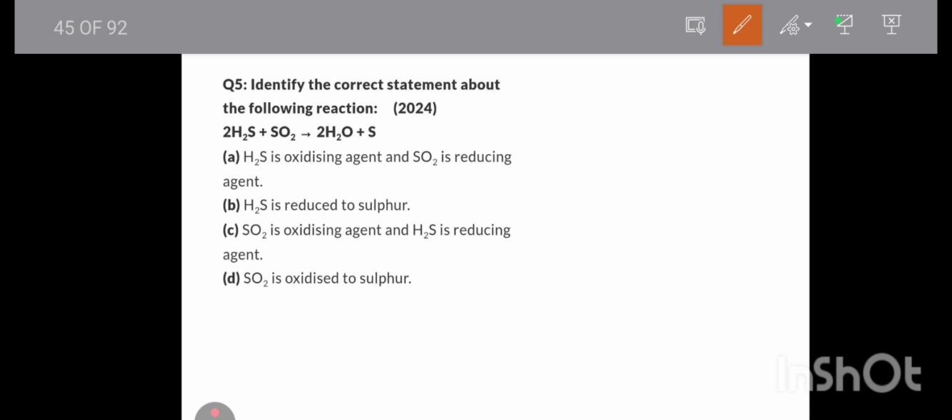Identify the correct statement about the following reaction. So this is a very important question. The reaction which is given to us is H2S reacting with SO2, and it will be forming H2O plus sulfur. Now you just see, as I have already mentioned, what you have to do is write the change which is taking place for the reactants when they are getting converted to product.